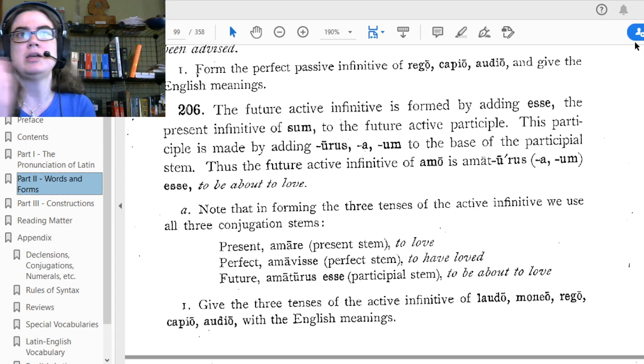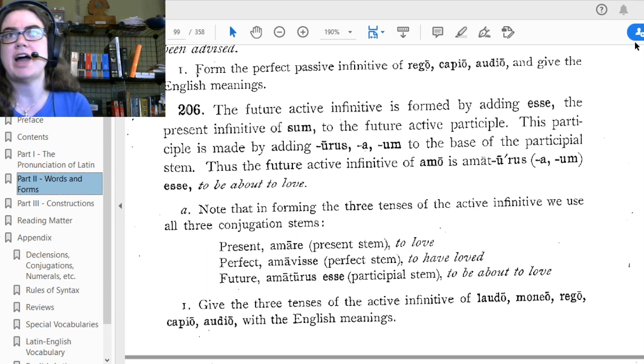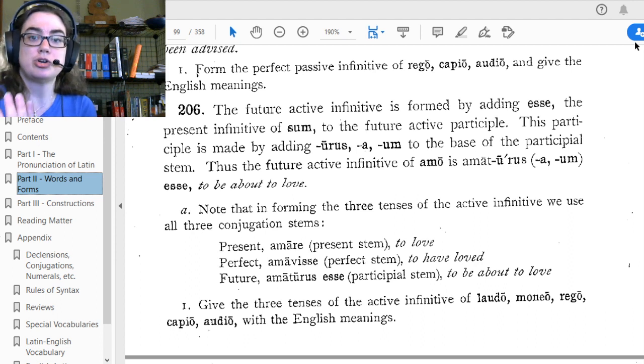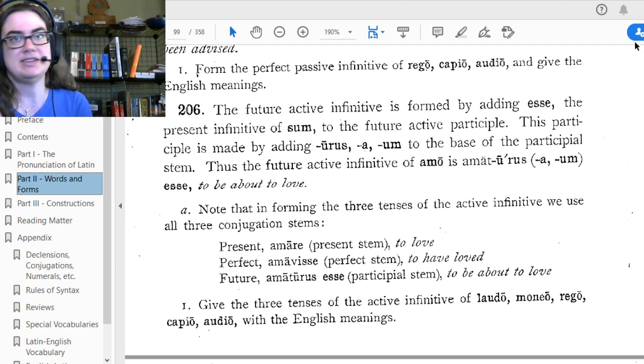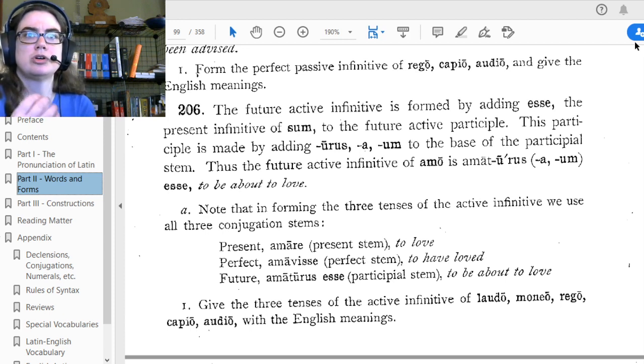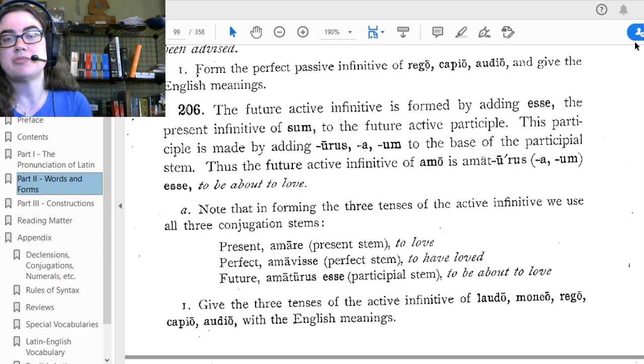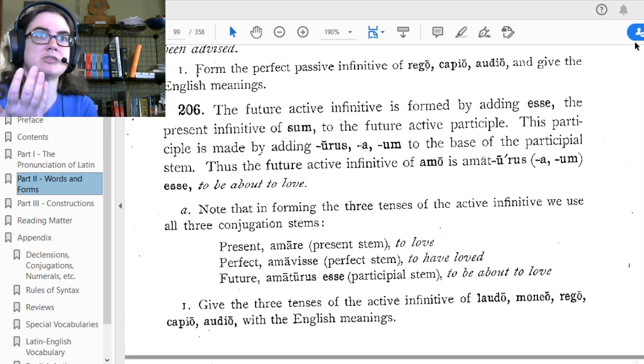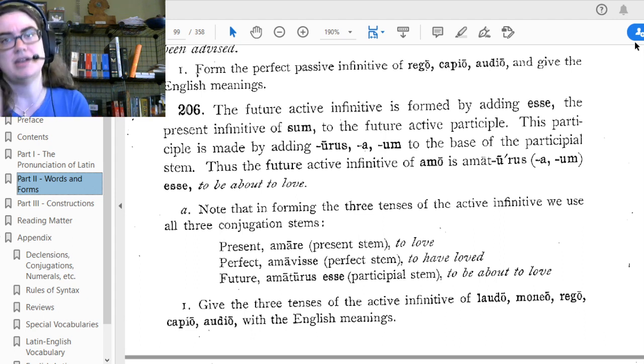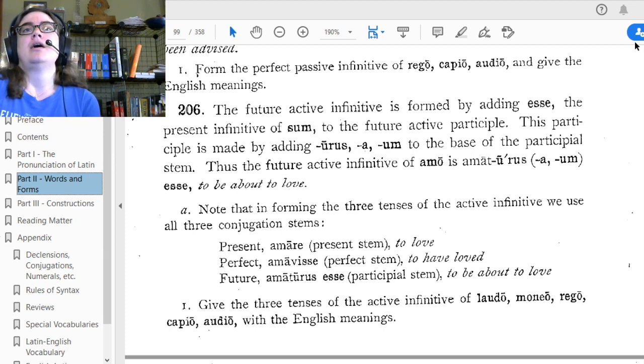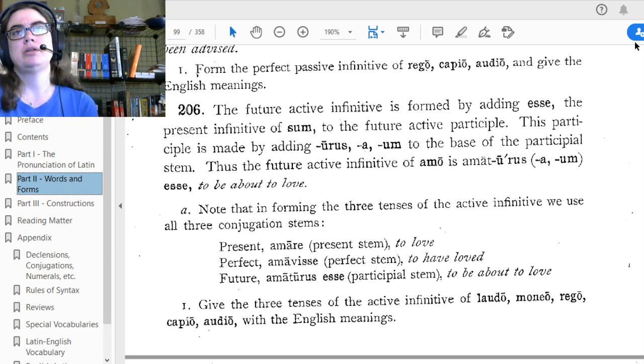So amare, to love, second principal part. Amavisse, to have loved. You go to the third principal part and add isse for the perfect stem. Future, you get the future active participle, which is the fourth principal part, plus urus, amaturus, and then esse, to be about to love. Again, we will use it eventually.